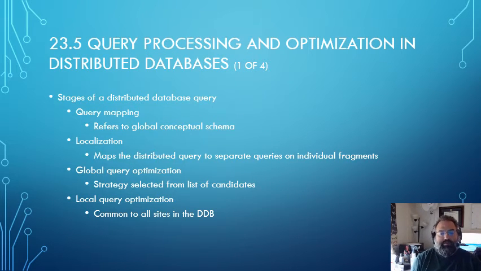23.5 is query processing and optimization in distributed databases. The stages of a distributed database query are: query mapping, which refers to the global conceptual schema; localization, which maps the distributed query to separate queries on individual fragments; global query optimization, where a strategy is selected from the list of candidates; and local query optimization, which is common to all sites in the distributed database.